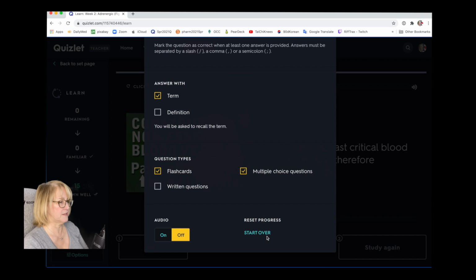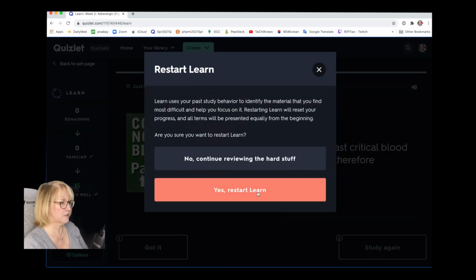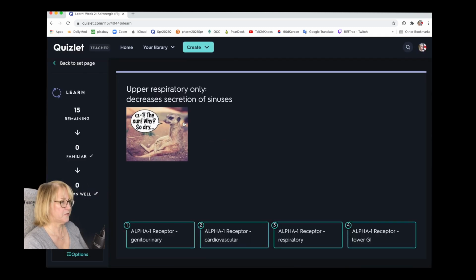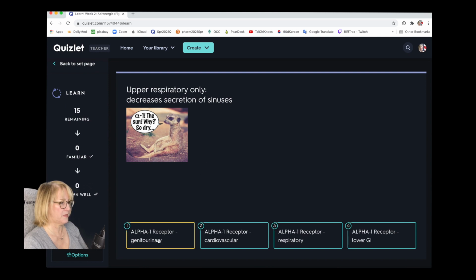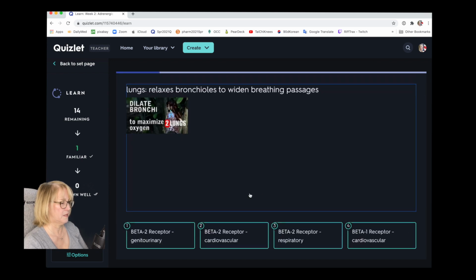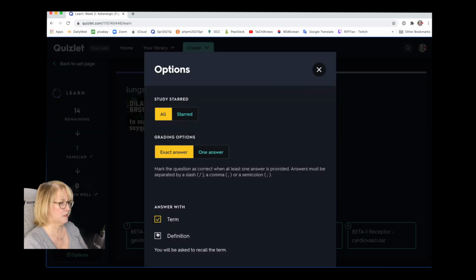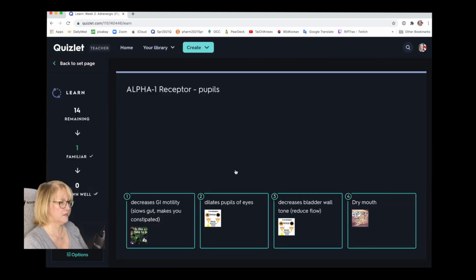So let's say here, constrict, restart learning, okay. Upper respiratory only decreases secretion of sinuses, so that'll be alpha-1 receptor respiratory, correct. Lungs relaxes bronchial. It's also doing it out loud. When you're learning languages, having it read out loud to you is terrific. All right, I didn't want this to do it this way. I want to switch. I want to answer with the definition, not the term. You get credit either way, so do it either way. Alpha-1 receptor pupils is going to be dilates the pupils of the eye. Okay, so that's how you do the learning activity.